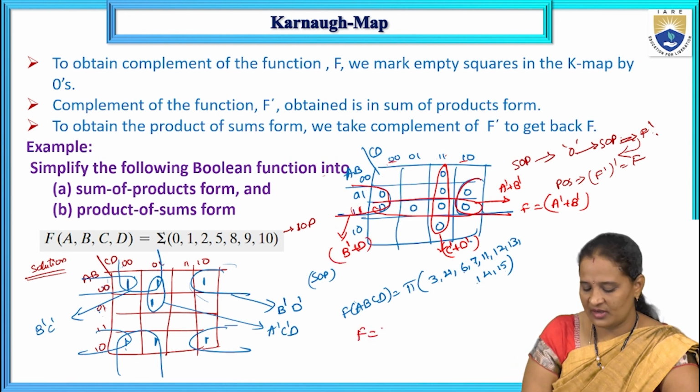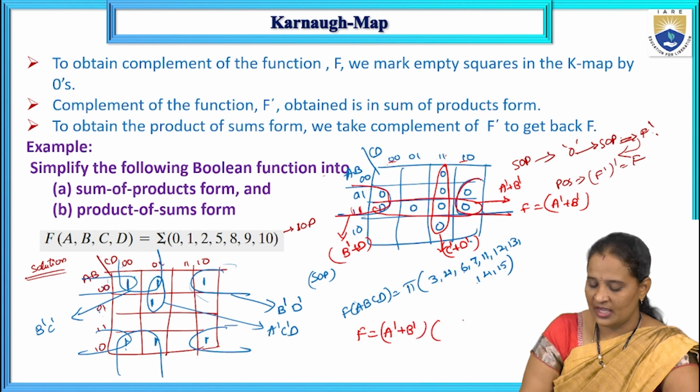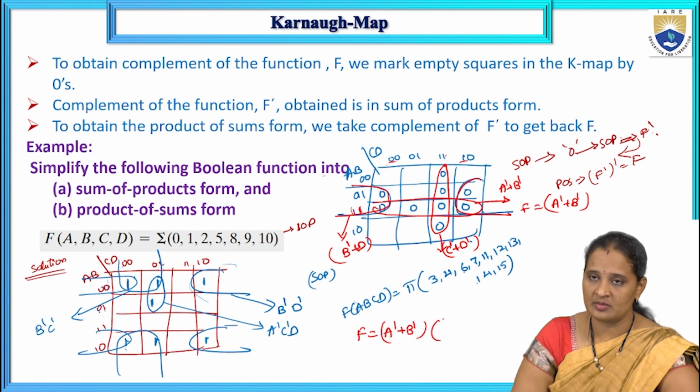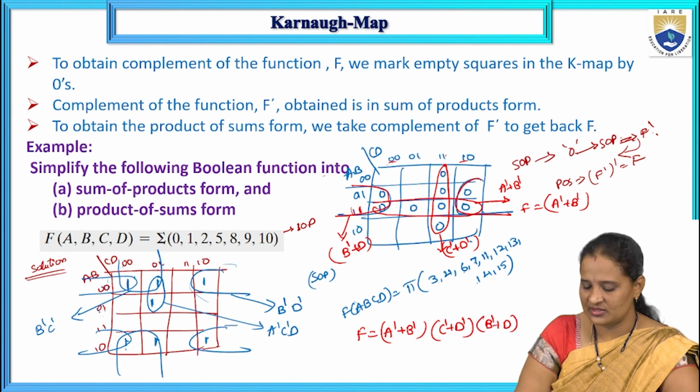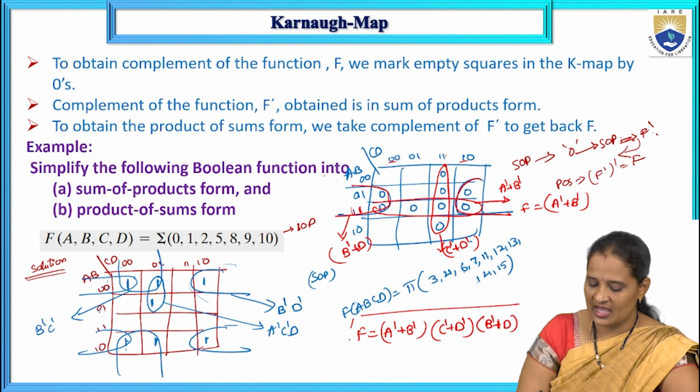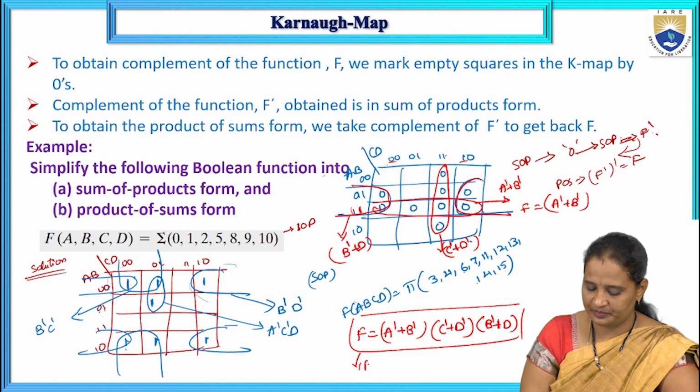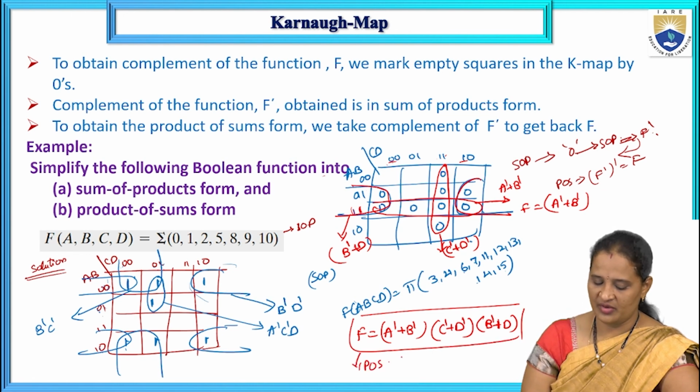Now finally the function is given by A complement plus B complement, into, after getting the sum terms, just multiply them together, or else product them together, C complement plus D complement into B complement plus D. So this is the POS form.